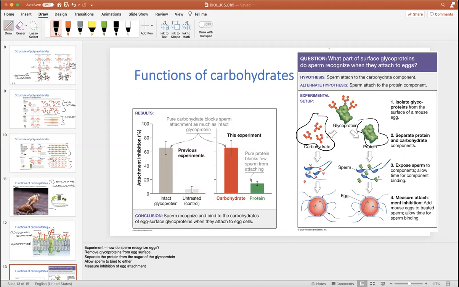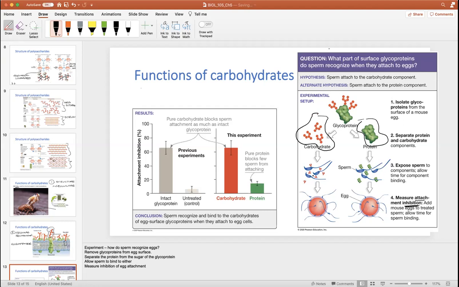Now, what that means is once the sperm recognizes the correct ID tag, it's gonna stop seeking out an egg. Okay, so what should happen is when you introduce an egg, there's going to be what they call attachment inhibition, because the sperm should have already recognized the ID tag in the petri dish.